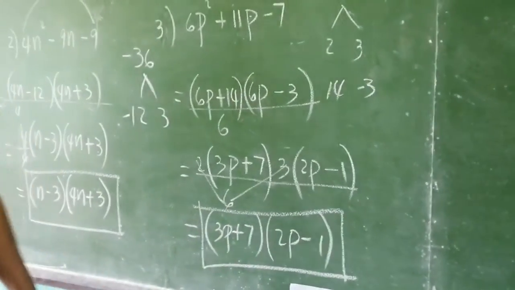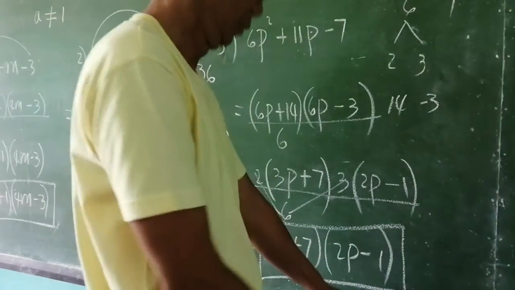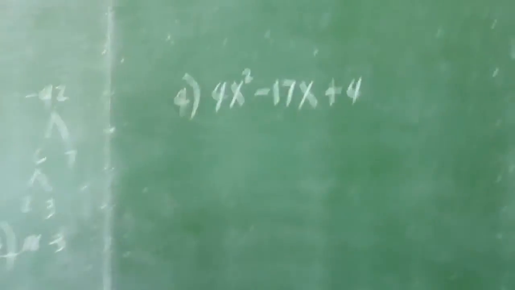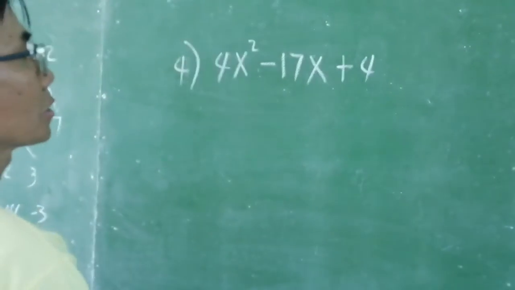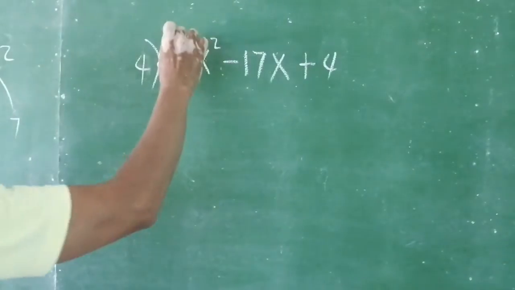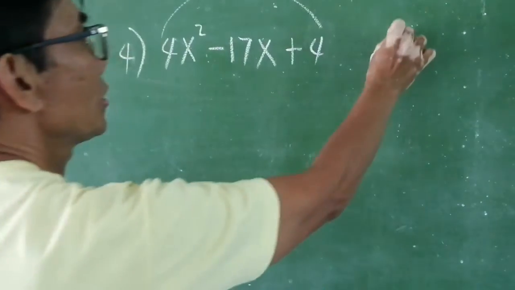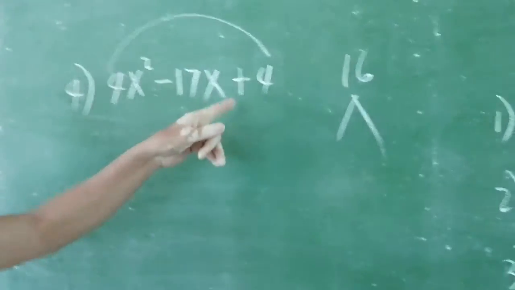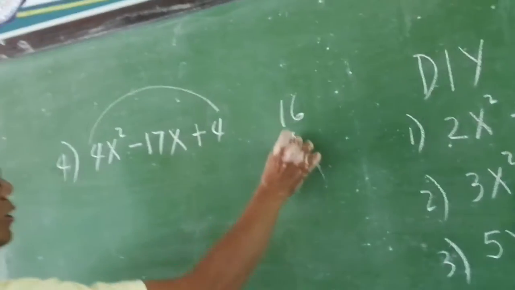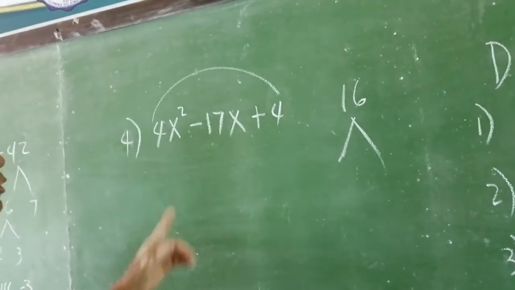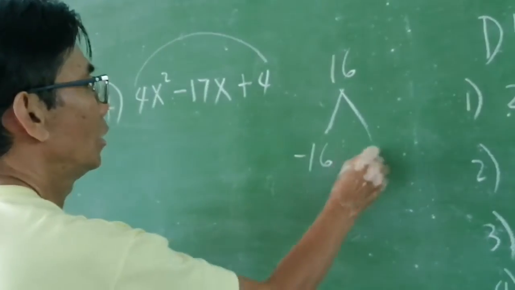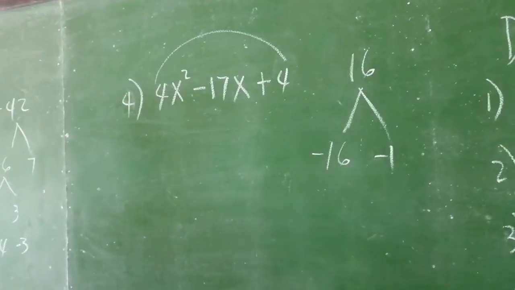Very easy. Okay? For the last, it must be number 4. So we adjust. For the last number, 4x squared minus 17x plus 4. So AC, 4 times 4 is 16. Take note, the middle term is negative and the last term is positive. So the signs here must both be negative. It's very easy, you know that 16 and 1, both negative. Okay na yun.